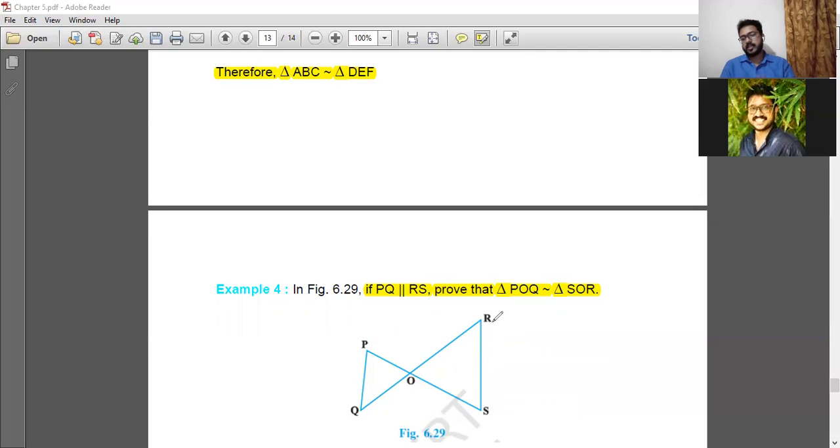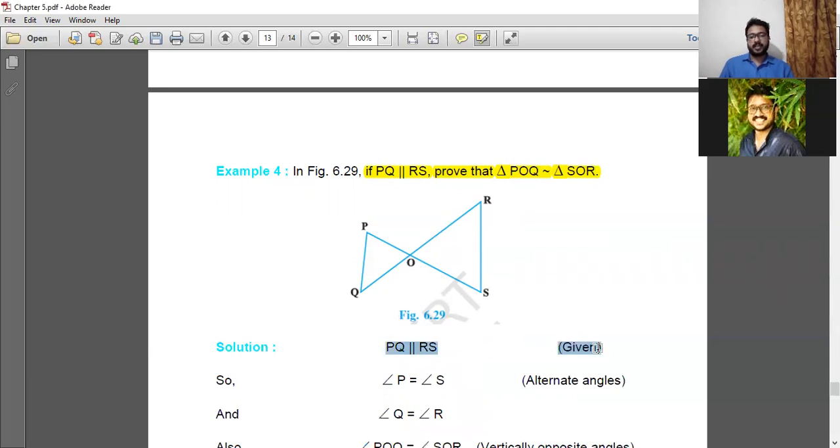How will we prove it? Just think of all the theorems we have seen earlier, not only this one. What conditions can we make use of? When two lines are parallel and there is a transversal, we can make use of some properties. These two lines are parallel and cut by a transversal. What happens? Now again, let us see how we can prove it. PQ is parallel to RS, given. Some of you might have already found the answer.